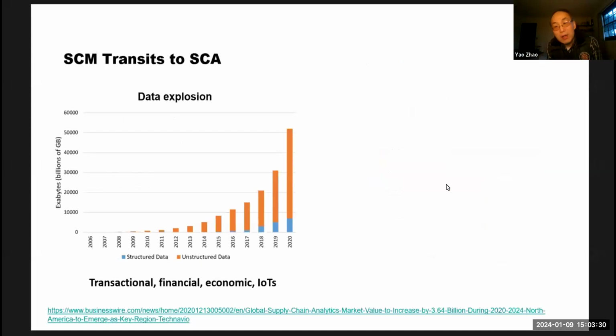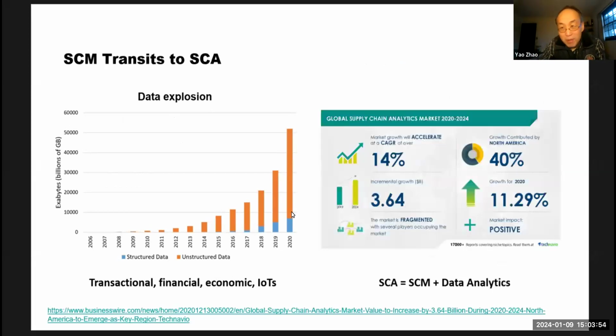Now, as everybody knows, supply chain management is quickly transitioning to supply chain analytics. Data is exploding in multiple dimensions, such as transactional, financials or economics, and even Internet of Things, and that means machines. It is hard to imagine that supply chain decisions can be made without data support, which is supply chain analytics.